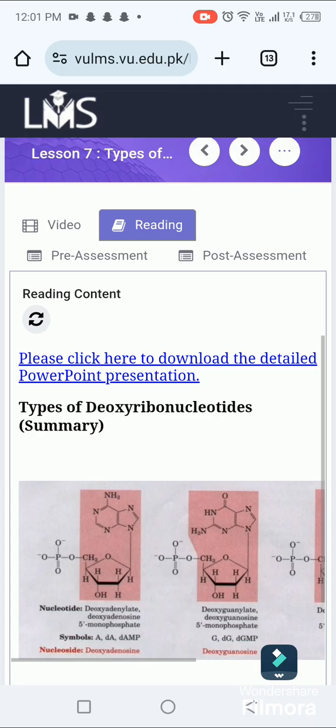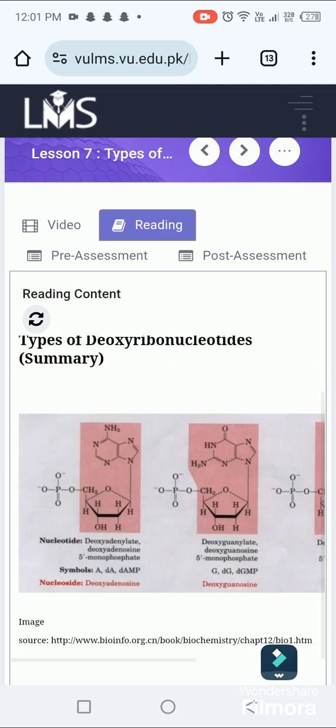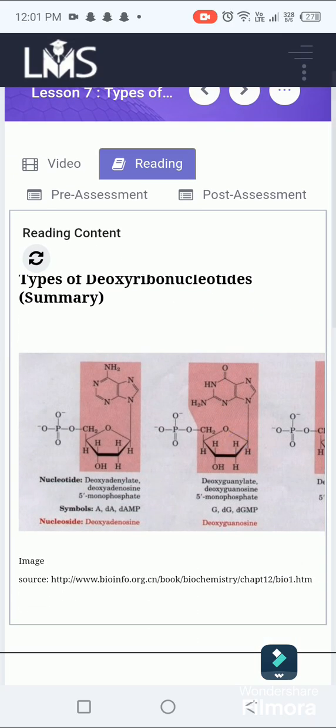Number 1, in this we have deoxyribonucleotides and nucleosides both. And in this we have deoxyadenylate, deoxyadenosine monophosphate. And this is a nucleotide and the symbol is A, dA, dAMP. And the nucleoside is deoxyadenosine.